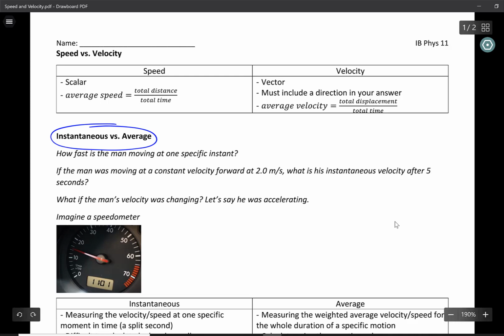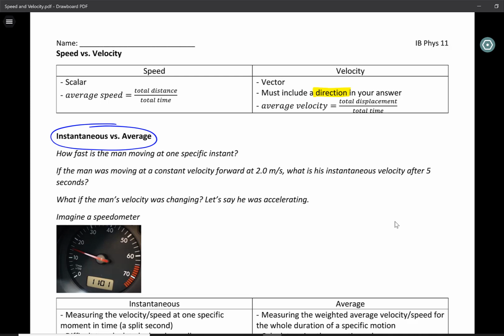So, I have up here speed, velocity. Key thing is that your velocity is a vector, meaning that it will have a direction. So whenever you are reporting, whether you are giving a final answer and it is a velocity, you must include directions. If you don't, it will cost you. Okay, so please be careful of that one.